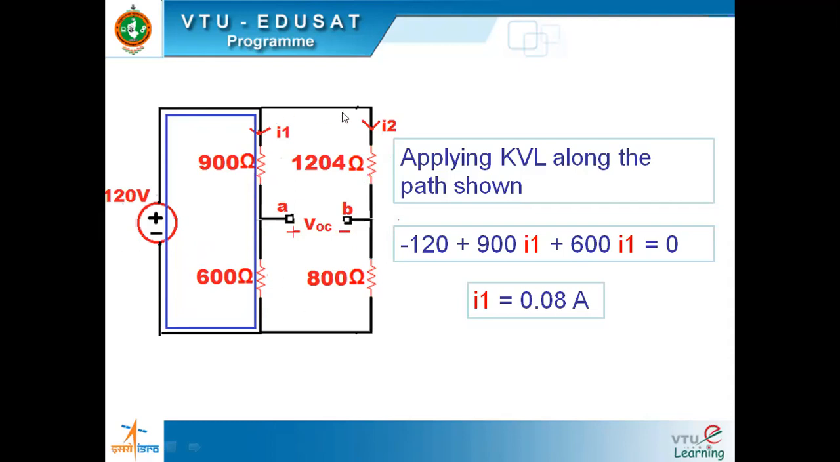Okay, but there is another path where I1 is not flowing. See here, the outermost path is there. So on this outermost path I1 is not flowing, so you can take that path.